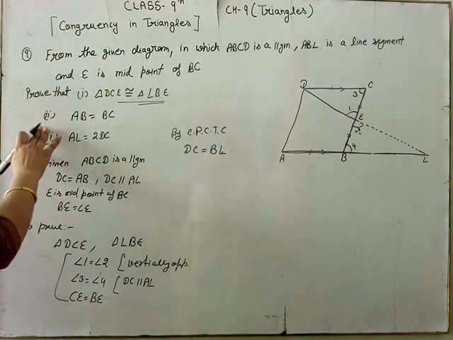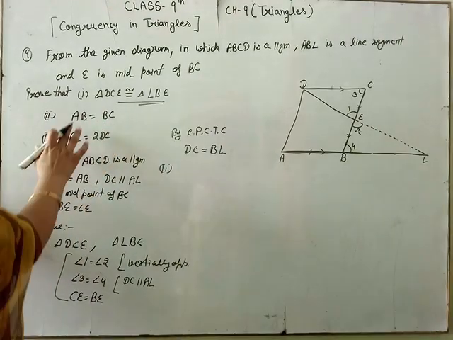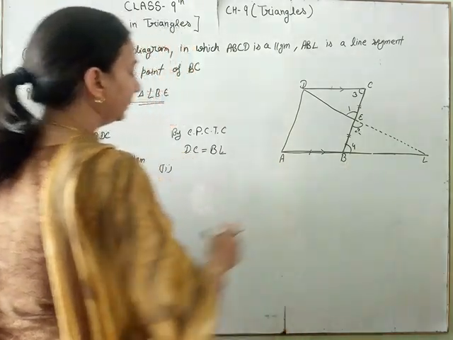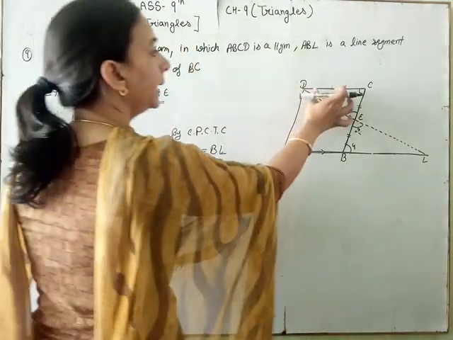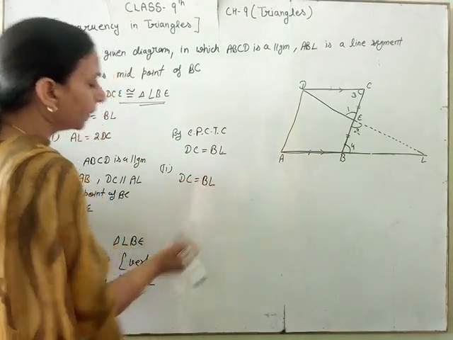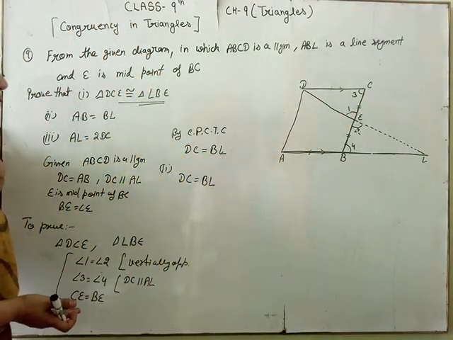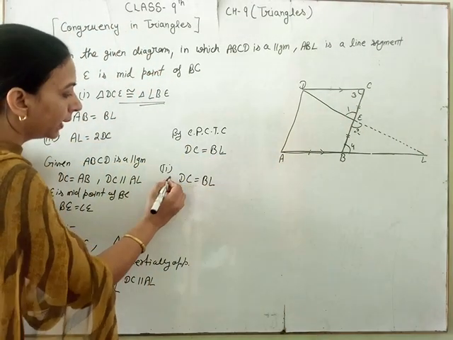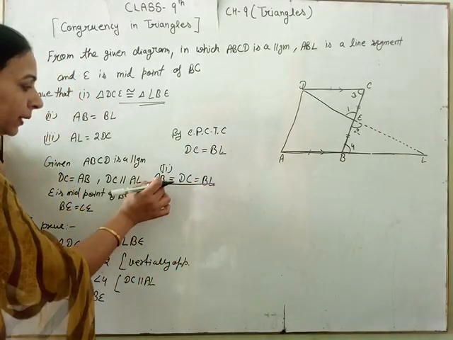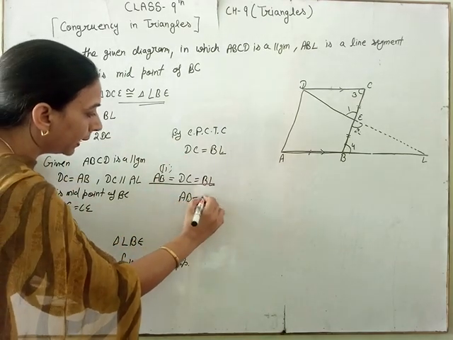Next is the second part. For the second part, we have to show that AB equals BL. Student, in the first part, DC equals BL, but AB and DC are both equal according to the parallelogram. DC equals AB, so all three are equal, so we take AB equal to BL. The second part is complete.